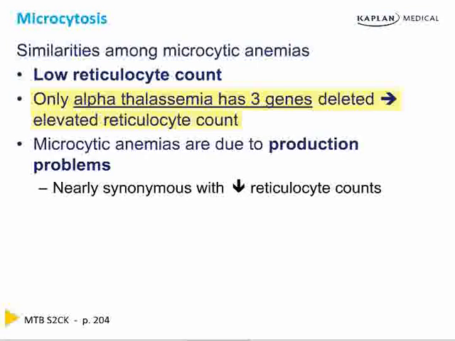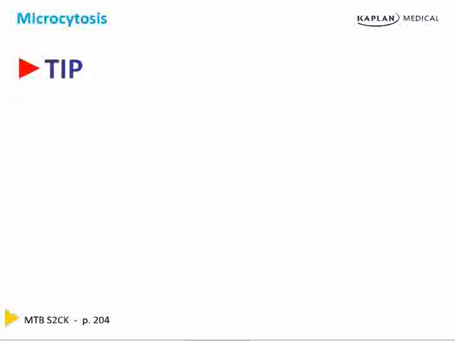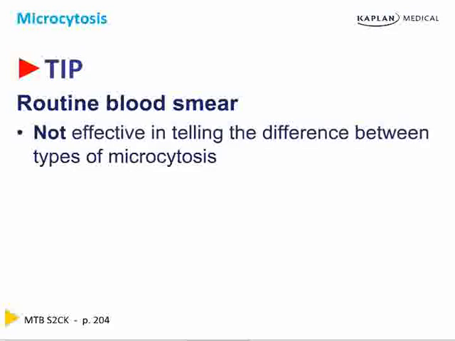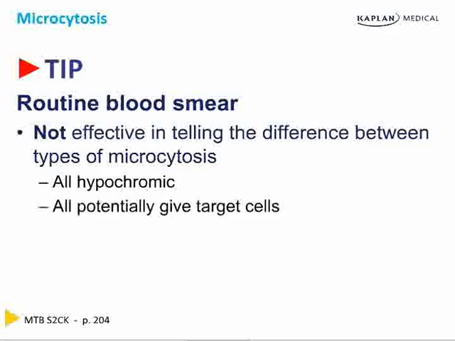Microcytic anemias are due to production problems, so that's why it's nearly synonymous with decreased reticulocyte counts. A routine blood smear, looking at those cells, simply is not effective in telling the difference between the different types of microcytosis. They are all hypochromic, and potentially they can all give target cells. Target cells may be most common with thalassemia, but they all could give target cells in hypochromic cells. We want to be able to say, what do we need to know to answer the questions? Reticulocyte count and smear are not going to do it. You start with microcytosis, then get on to the iron studies.